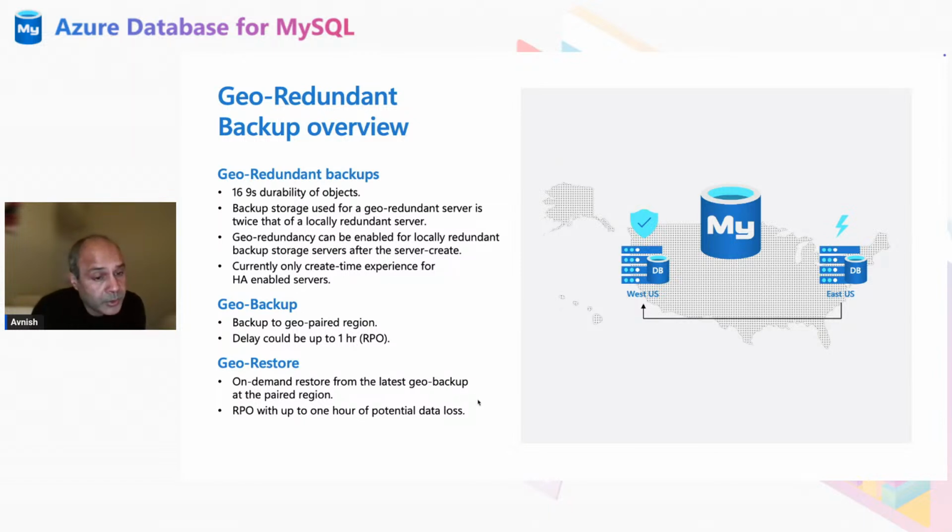RPO in this case, you may lose up to 1 hour of data. The reason being, we are copying those backups regularly, but because of the network latency, we may not have all the backups required for the recovery. So there is a potential for losing up to 1 hour of data in a disaster recovery scenario.